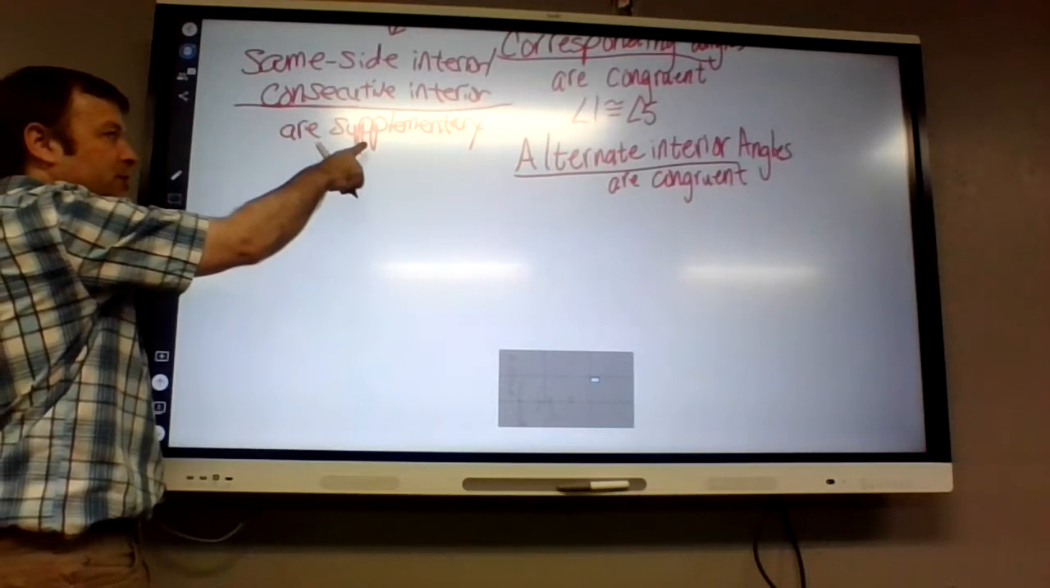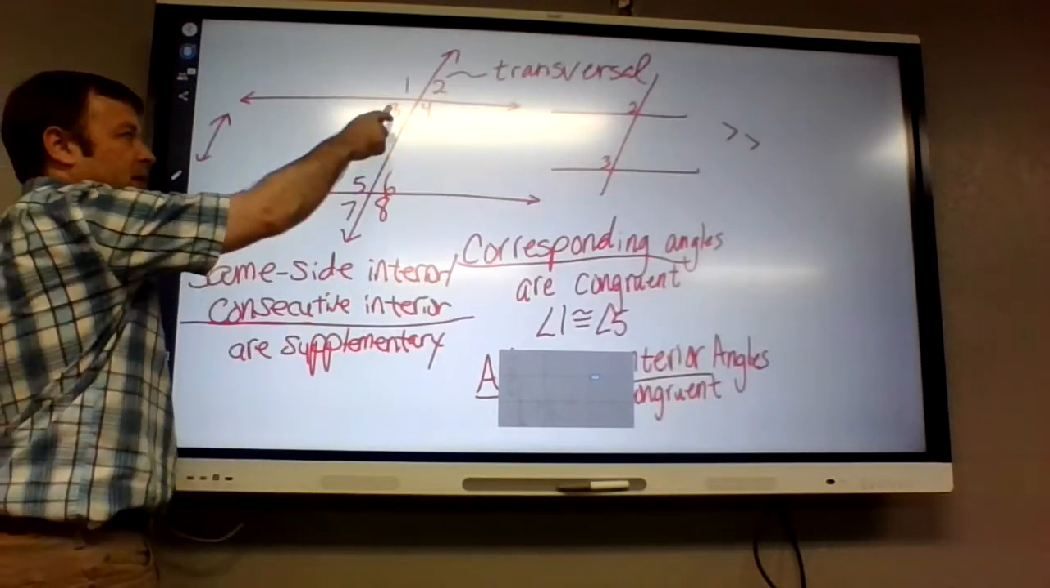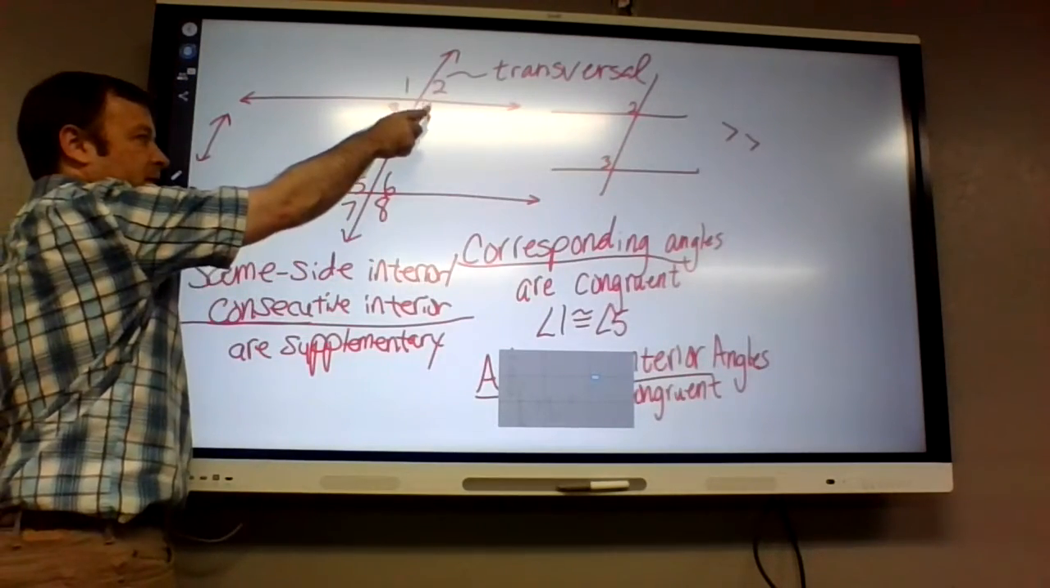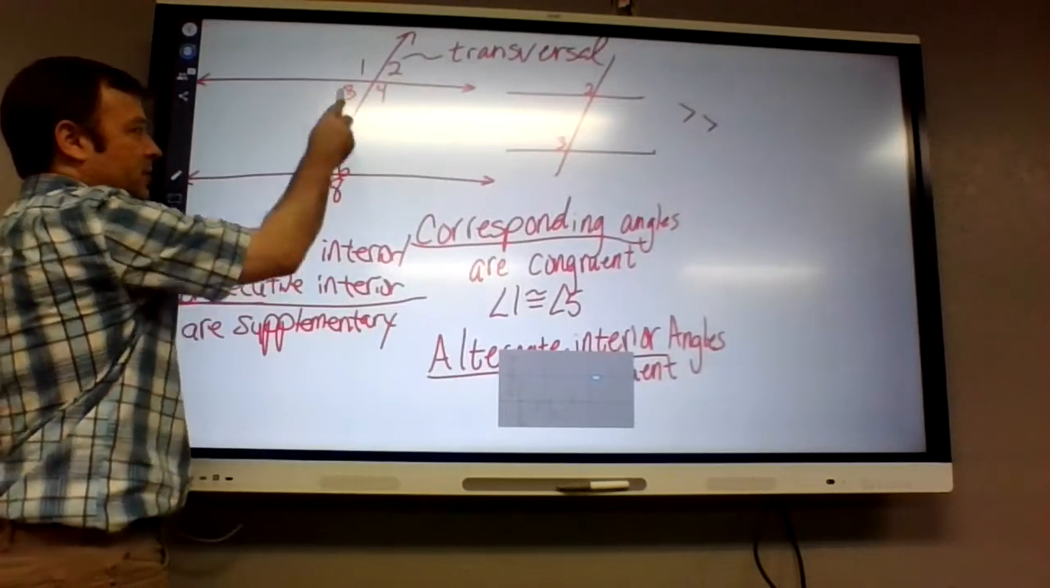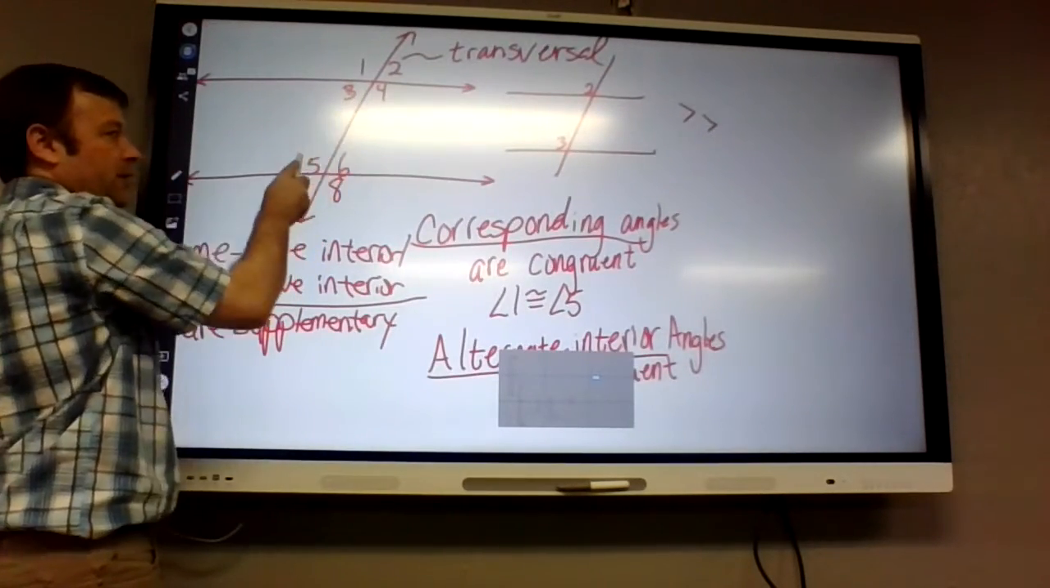The only ones that were supplementary were the same side interior, 4 and 3, and 5, 4 and 6. I didn't point out alternate interior angles are 3 and 6 or 4 and 5.